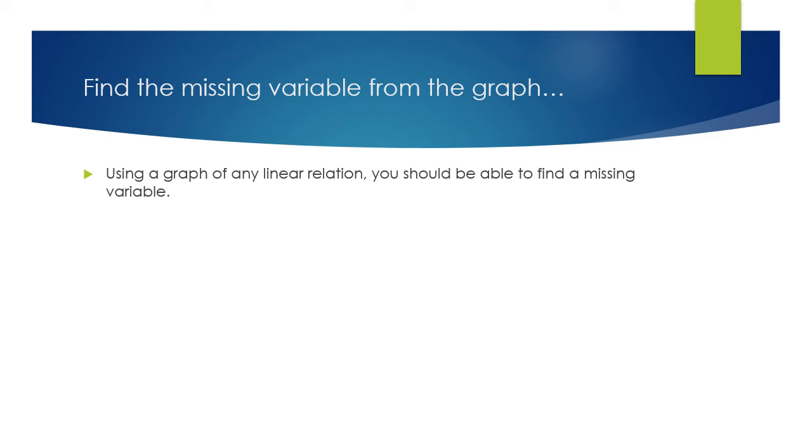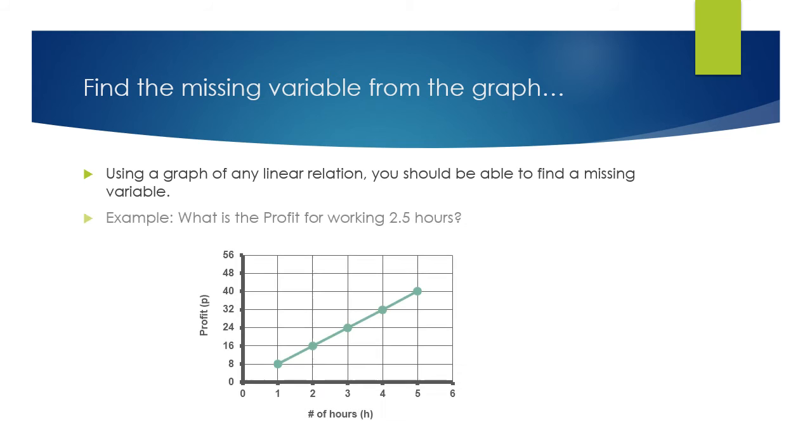Finally, we can find a missing variable by looking at a graph. So for example, if I give you this graph, along the bottom, it gives the number of hours worked, and along the side, it gives you the profit. So if I give you a graph, or you create a graph, I might ask, what is the profit for working 2.5 hours?